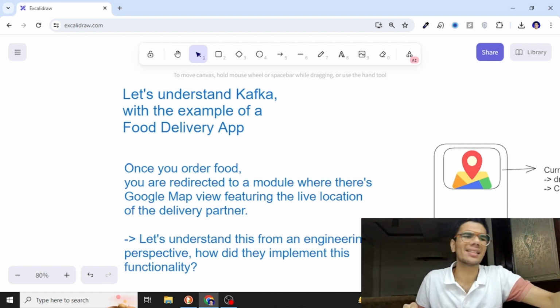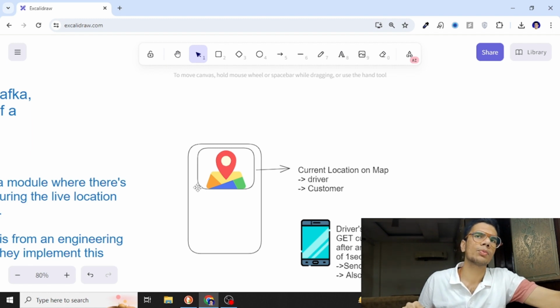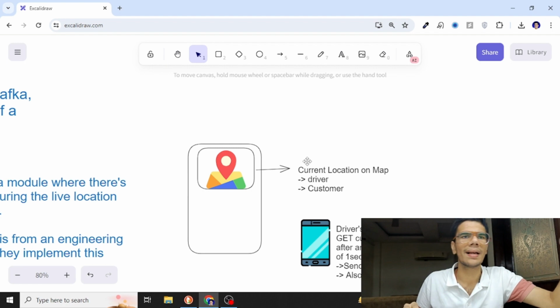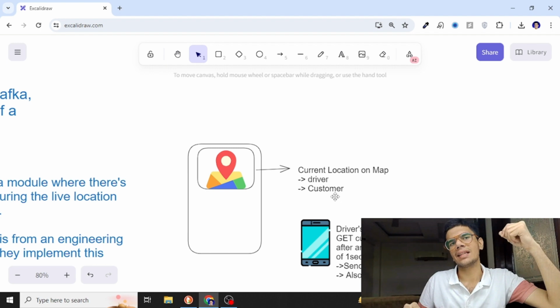Now let's understand how they developed this from an engineering perspective. Approximately, such is the wireframe of their UI. This is the Google Maps location, which they most probably fetch from the map API, or maybe they designed it in-house, and it generally has these two things. It fetches the current location on the map from the driver's or the delivery partner's mobile, and then it gets sent to the customer.